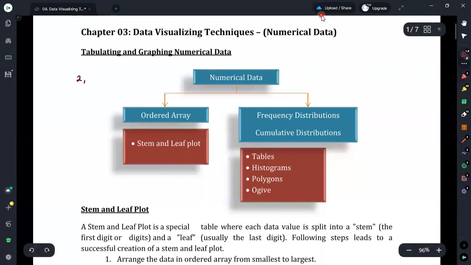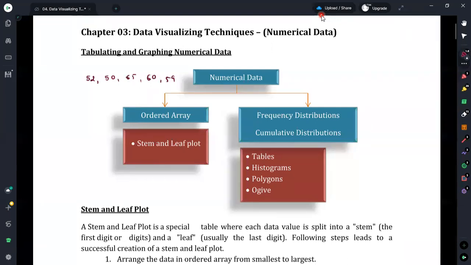Here, suppose that you are collecting the weights of the students, it can be taken as an ordered array. As a simple example, if you are having a small set of numbers, I'll take it for 5 students, then we are having the values as 52, 50, 65, 60, and 59. This is a set of data points we have obtained, and this can be considered as numerical data.